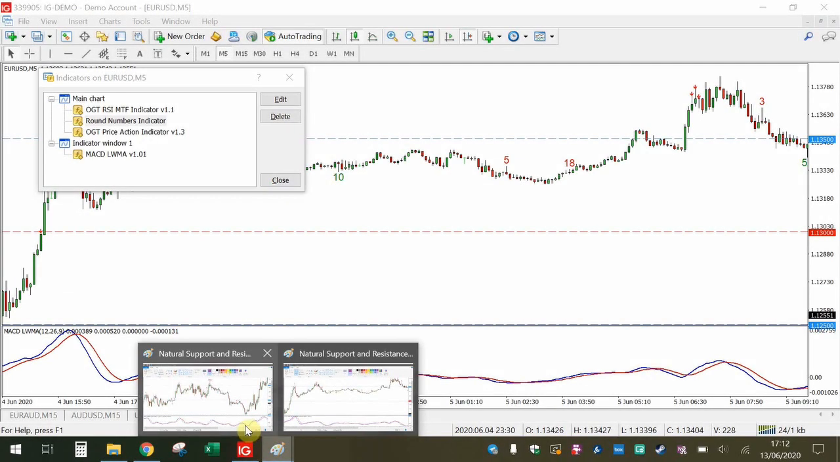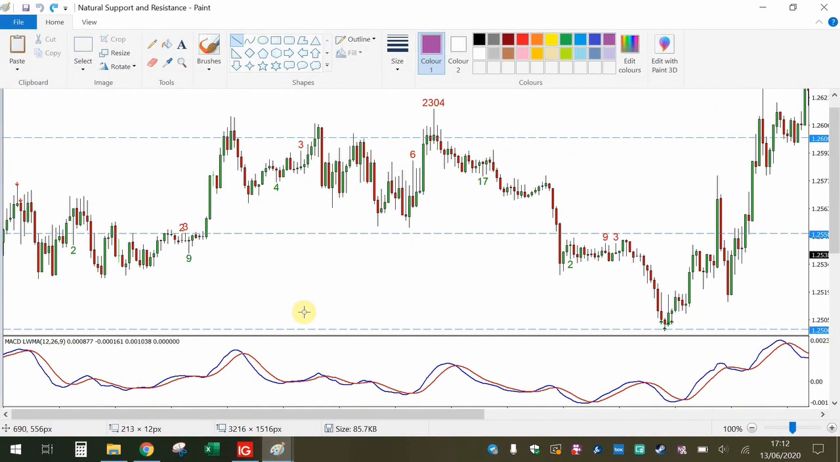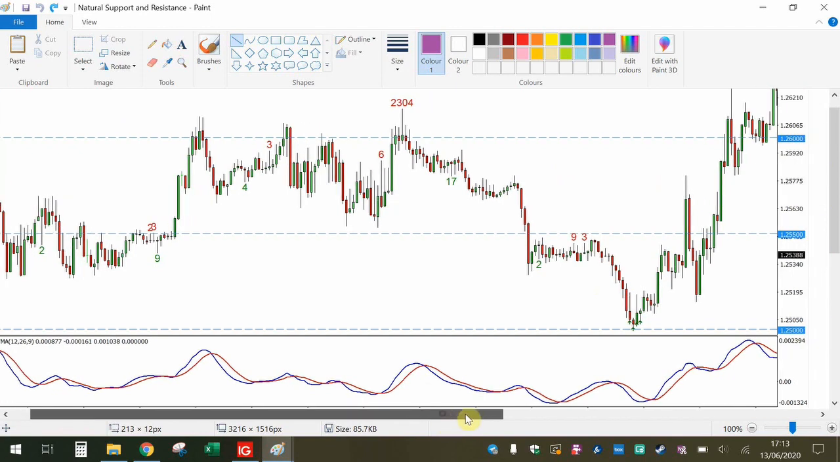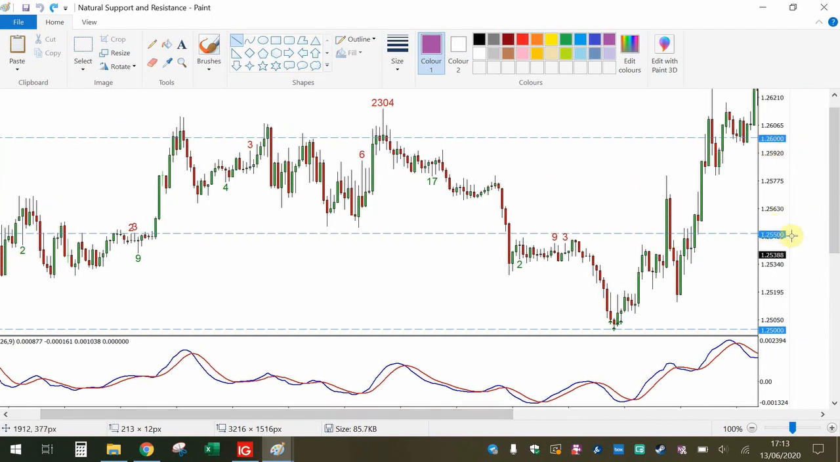I took a couple of screenshots of some example trades that I want to walk you through, and I've put them in Paint because it's easier for me to draw on the chart. Just to let you know what indicators I've got on the screen: I've got the round numbers indicator, which, if we go across to the right, you can see is at the 100 levels, 500 levels, etc.